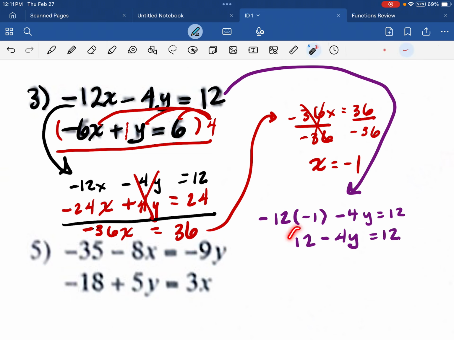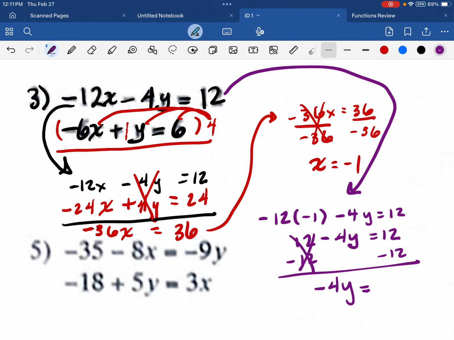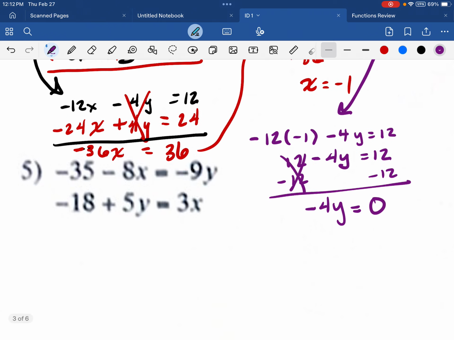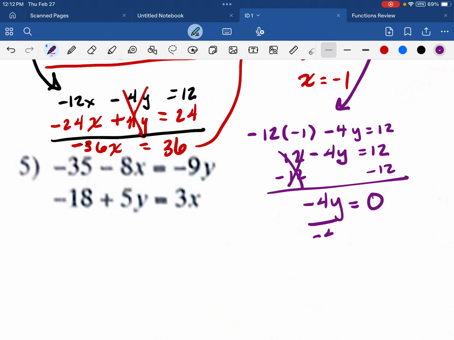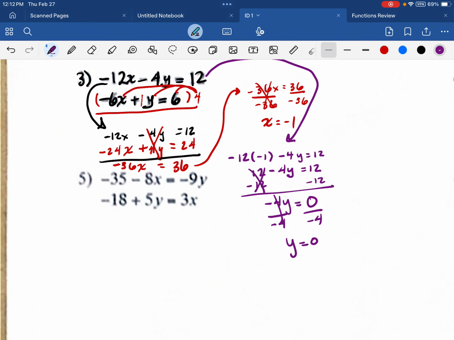Let's go ahead and get rid of this positive 12. Let's minus 12 from both sides. Okay, so we've got negative 4y equals, oh, I guess it cancels from both sides. That equals 0. Okay, next step, divide everything by negative 4. So we get y equals 0. So it looks like then my answer will be negative 1, 0.